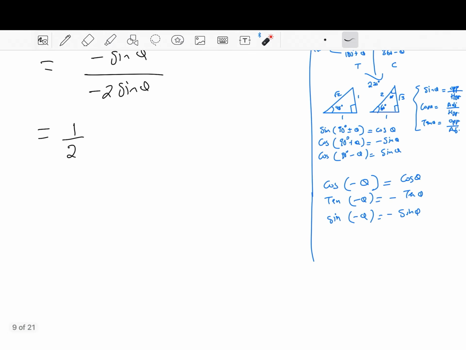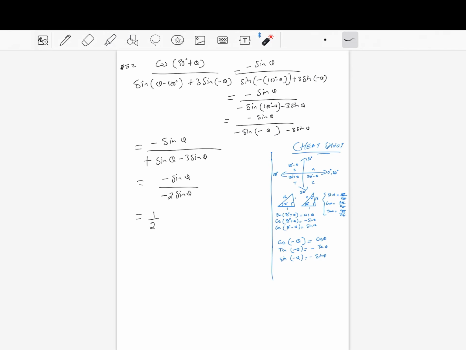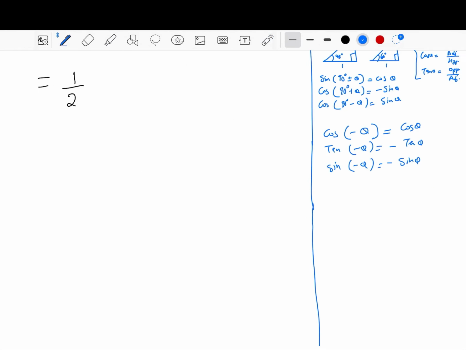Okay, determine the general solution of the following equation. So I'm going to give you what you need to know with the general equation. If you are given sine theta is equal to m, this is what you have.